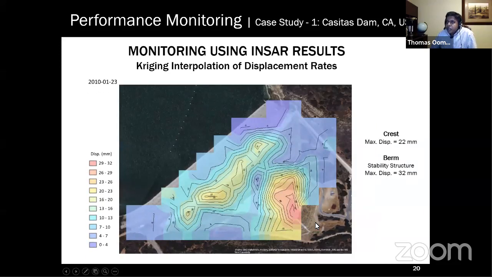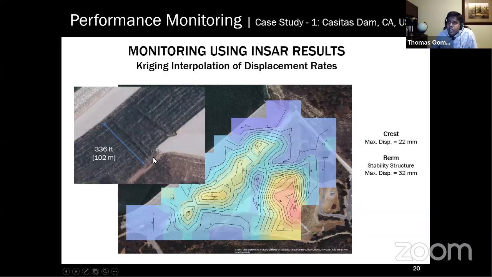So you can actually see at maximum here, we saw that there was about 22 millimeters. Maximum displacement here was about 32 millimeters. So there is some movement happening here, and there is some uplift happening here outside the dam area.